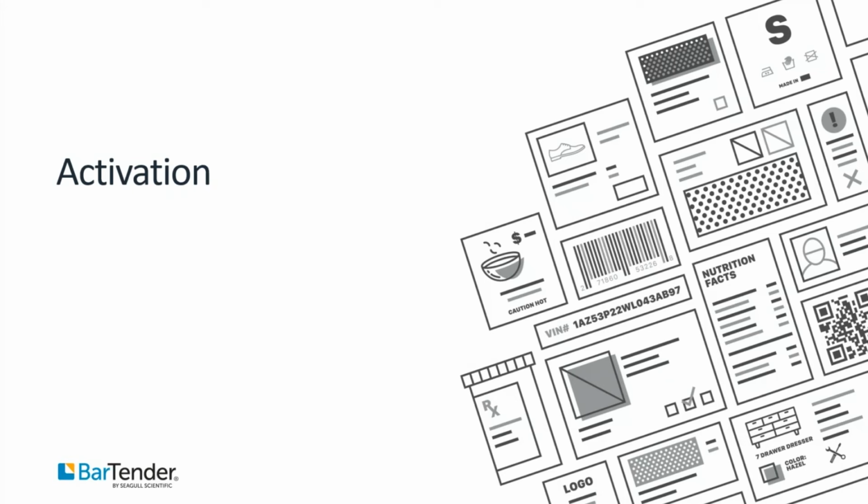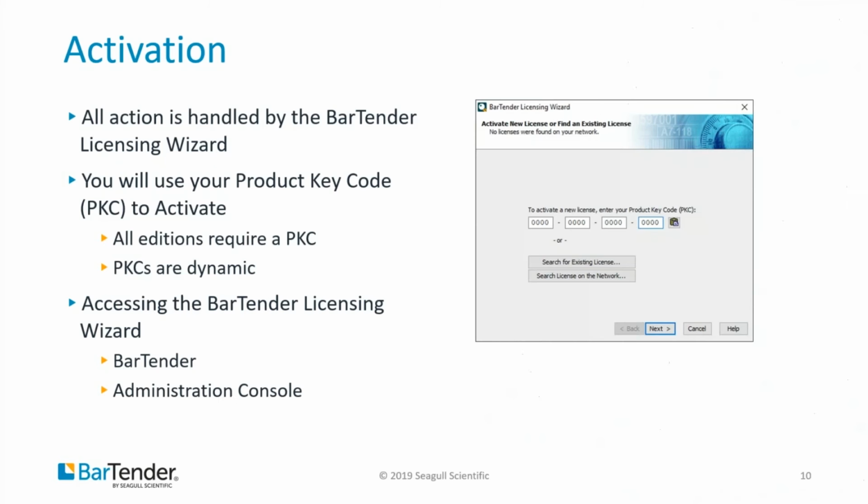Well, when you first install the software, you're going to be prompted before you can do anything with the BarTender licensing wizard. This is going to be where you do a lot of your deactivating, activating, that sort of thing. Pretty much everything but move the license, activation related, is going to be done with this wizard.